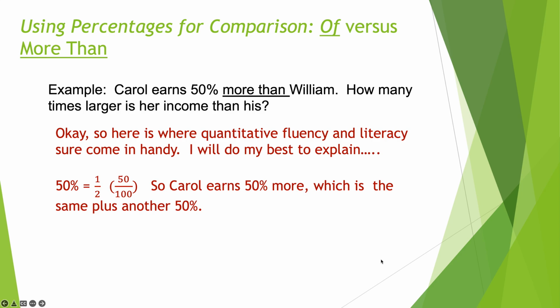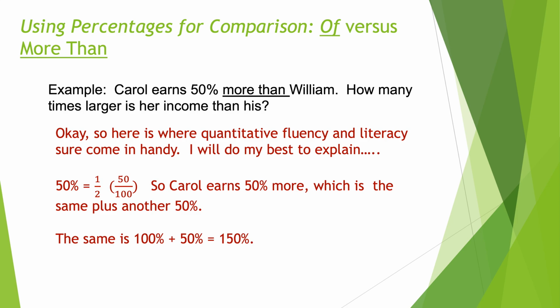Okay, it's 50 out of 100, right? Percent out of 100. So Carol earns 50% more, which is the same exact amount as her husband William, plus another 50%. So if she's at the same exact amount as William, she's at 100% of William. And then if she's 50% more, it's the 100% plus the 50%. So she earns 150% of what William makes.